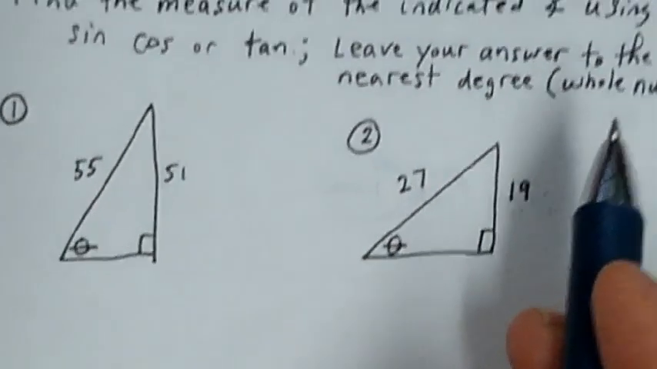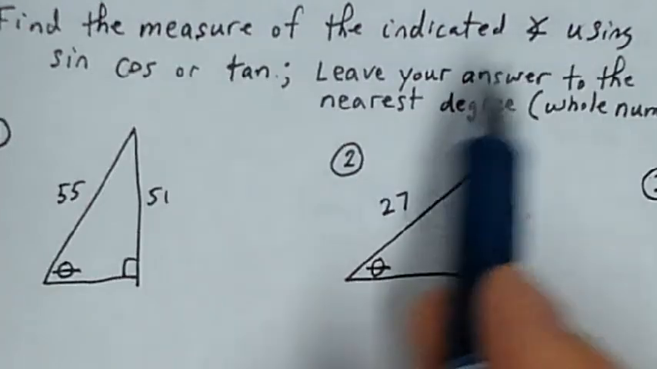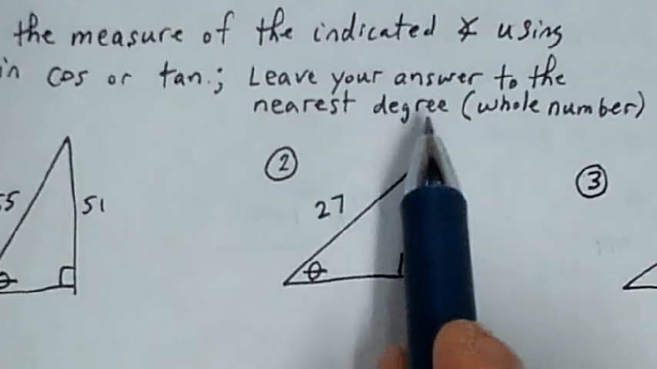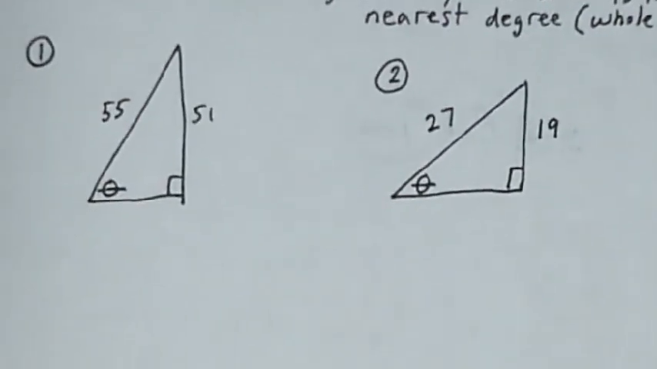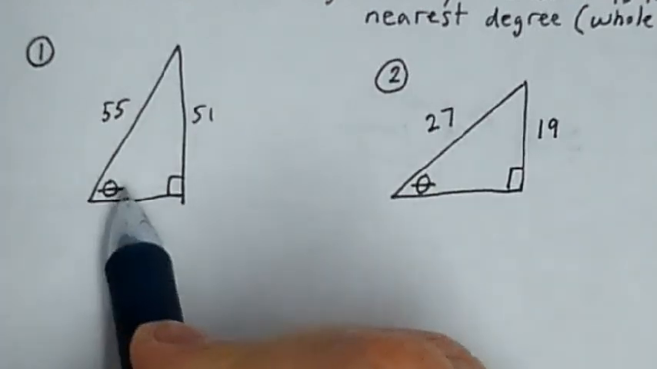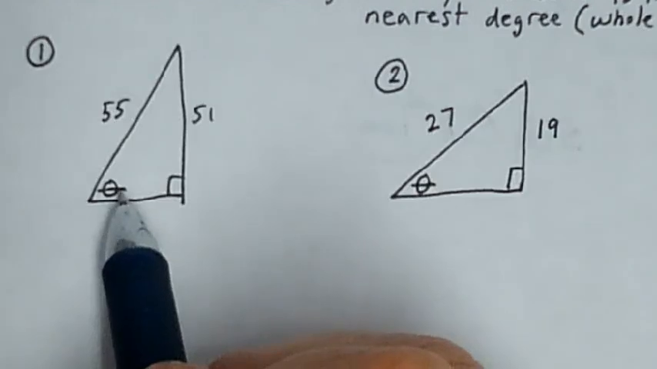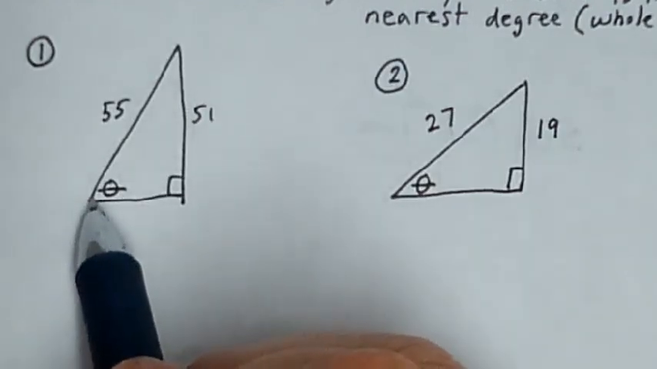Remember, they want you to find the measure of the indicated angle using sine, cosine, or tangent. Leave your answer to the nearest degree, whole number. So the first thing is we identify our theta, and that's pretty easy because it's right there. The second thing, after a while you won't have to do this, but with respect to theta, identify the two sides that are given.